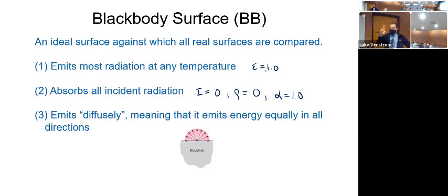One of them is the directional dependence, and this just means we go in all directions equally, just like the little picture shows. Make sense? Not all real surfaces, some surfaces actually emit preferentially in one particular direction over others. Not black body surfaces though, they emit equally in all directions.